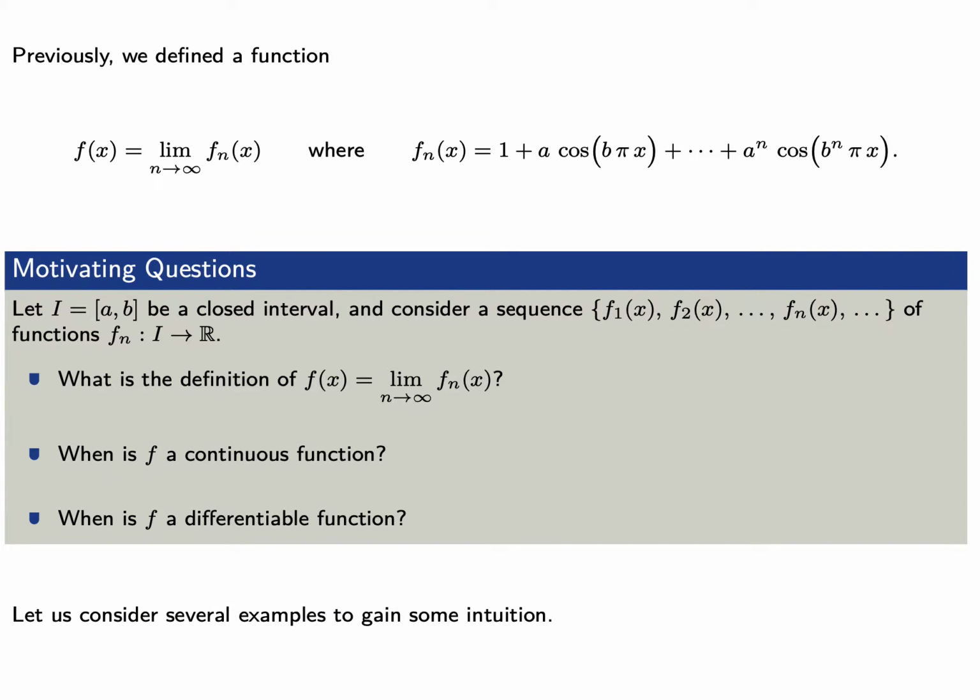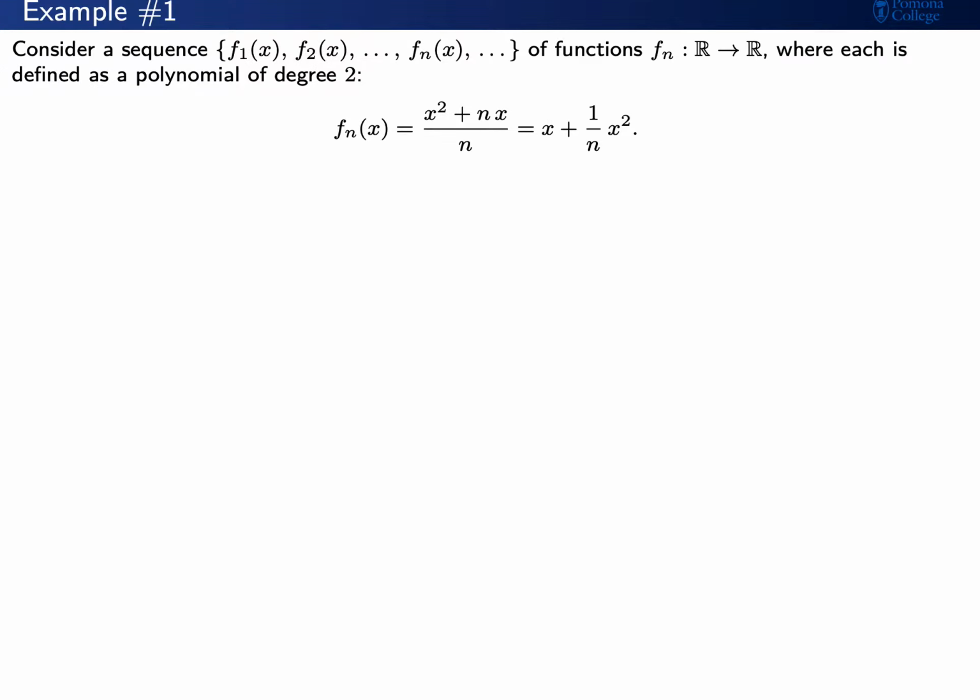Let's consider several examples to gain some intuition before we jump into the answers to these motivating questions. For our first example, let's consider a sequence f sub n of functions defined on the entire real line coming from polynomials of degree 2. That is, f sub n of x will be the ratio x squared plus nx divided by n.